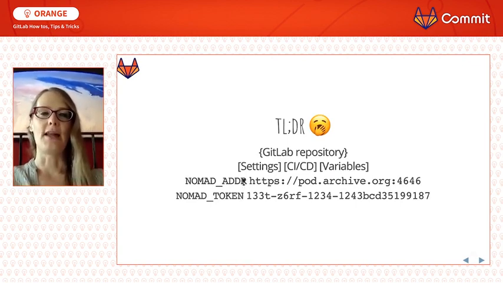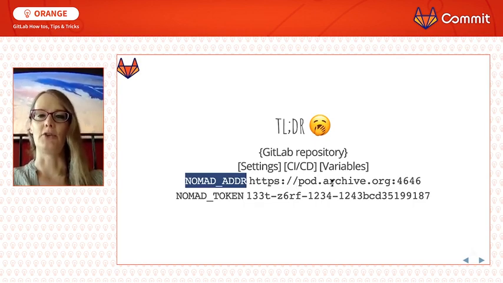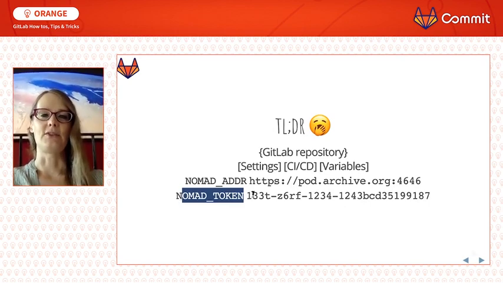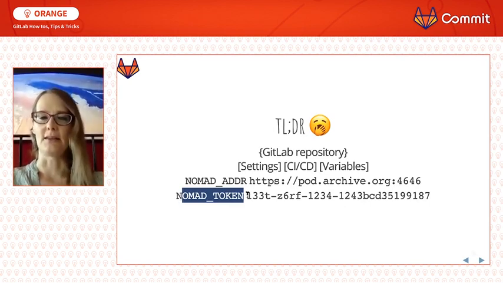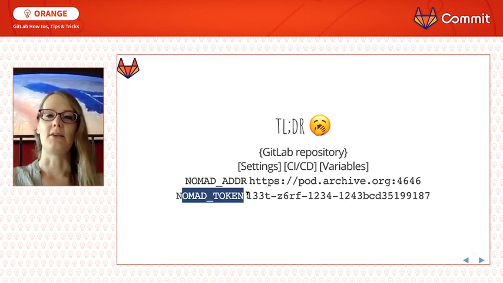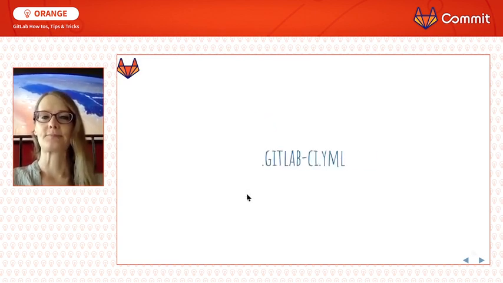So you set your Nomad addr to whatever your Nomad cluster name is, and then usually 4646. And then the way that you get access to it is you just get this little token, so it's real simple. It's not like the kube config, it's simpler than that. And you just punch that in as another variable, and you're good to go.